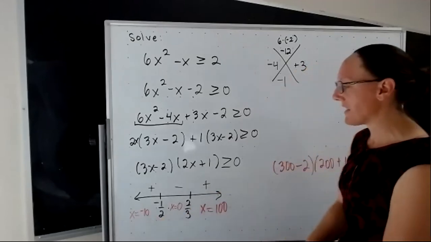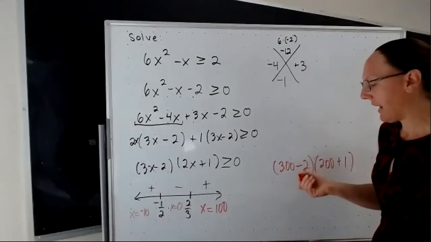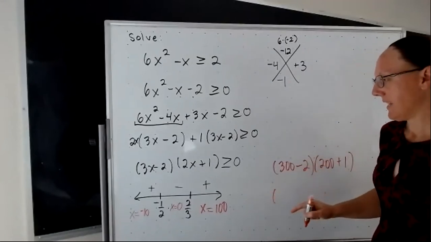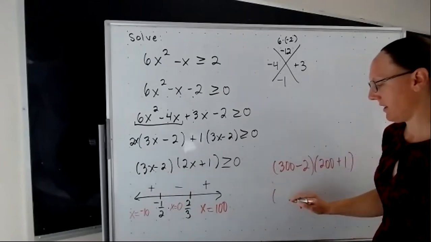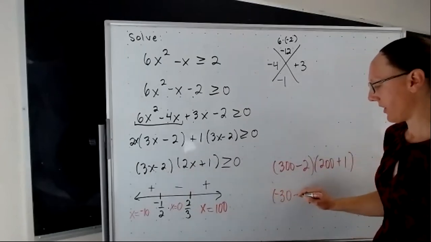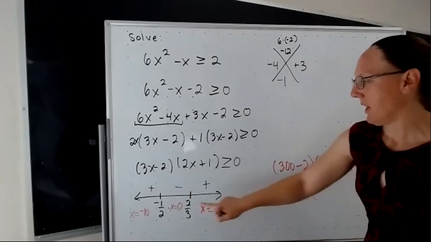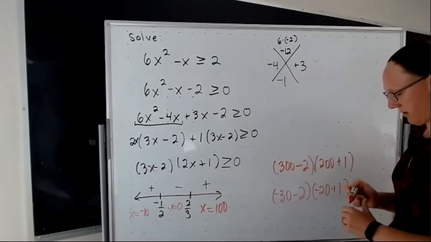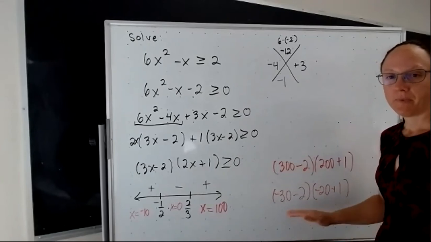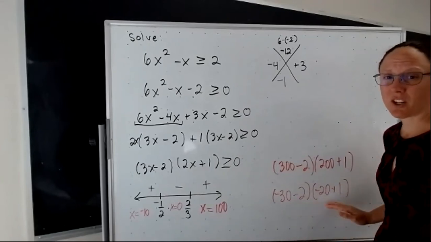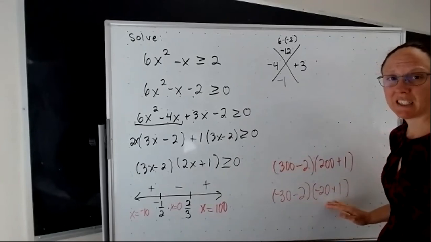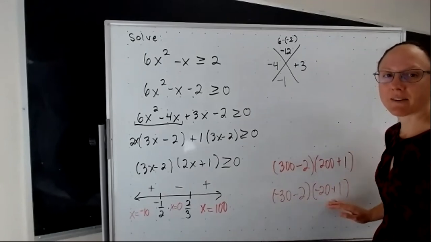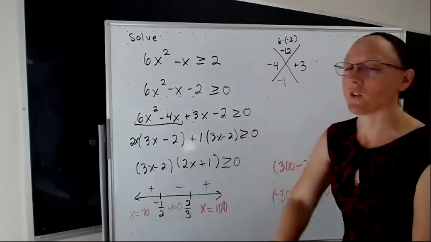When I plug in -10, same deal. I just need to know whether it's positive or negative. So when I put in -10, that's -30 minus 2 and -20 plus 1. Don't multiply -32 times -19. I don't care what the number is. That's a negative times a negative. So my final result is positive.